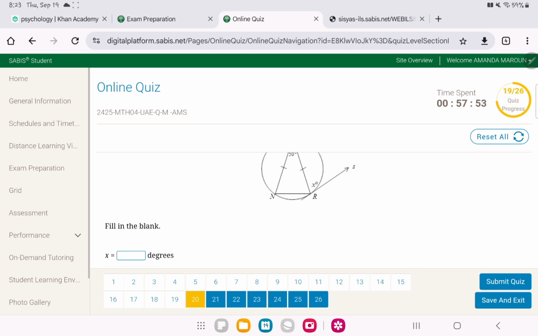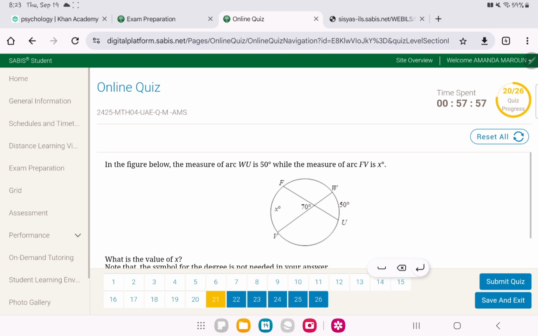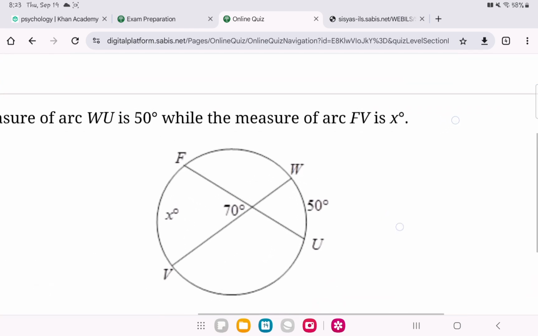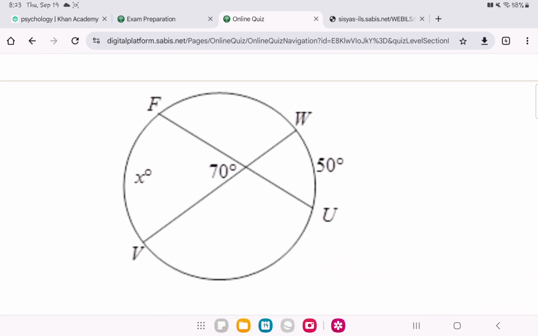It may look hard, but it's one of the simplest examples to solve. Now, in the figure below, the measure of arc WU is 50 degrees, while the measure of arc FV is X. This is a very important, it's a new one. Okay, how do we solve it?